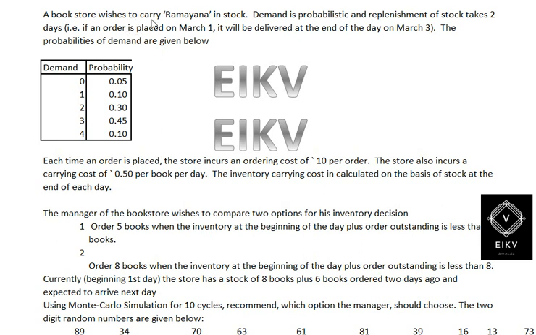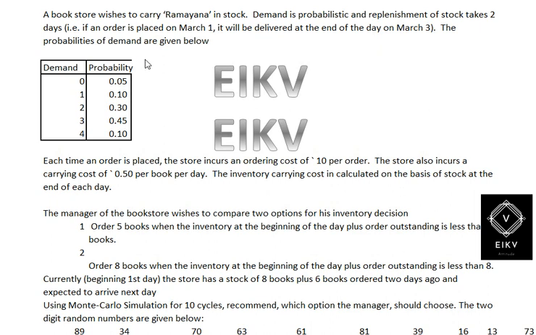In this illustration, a bookstore wishes to carry Ramayana in stock. Demand is probabilistic and replenishment of stock takes 2 days. That is, if an order is placed on March 1st, it will be delivered at the end of March 3rd.